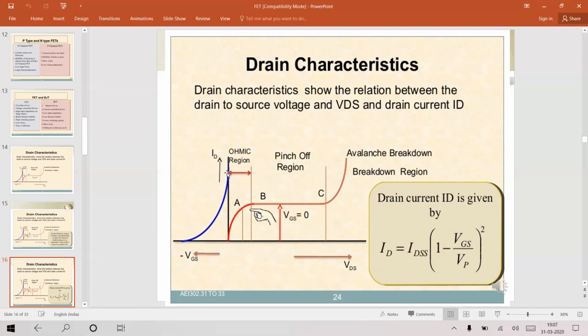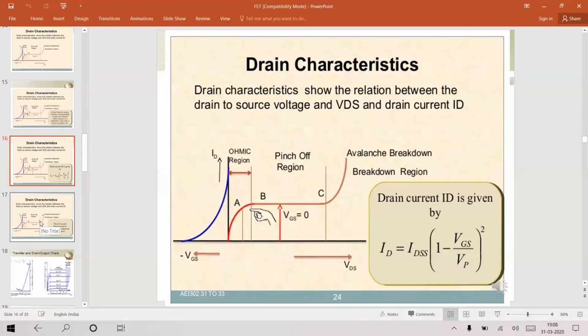At VGS equal to 0, the current is maximum. Drain current is maximum. That is the pinch-off current, that is the drain source saturation current we call. So VGS is the voltage applied, and VP is the pinch-off voltage, right?